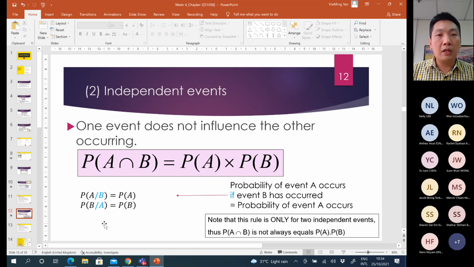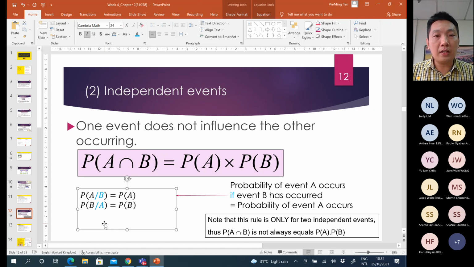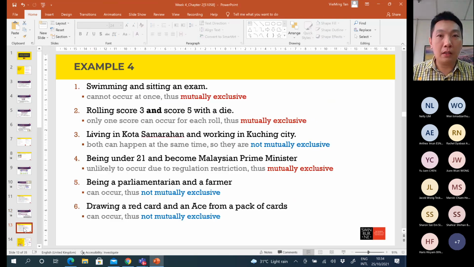Similarly, for an independent event question, if you are asked to calculate probability B given that A already happened, the answer is still equal to probability B, if A and B are independent. Independence means A will not influence B, B will not influence A. In Bahasa it means merdeka. So let's try one example here.